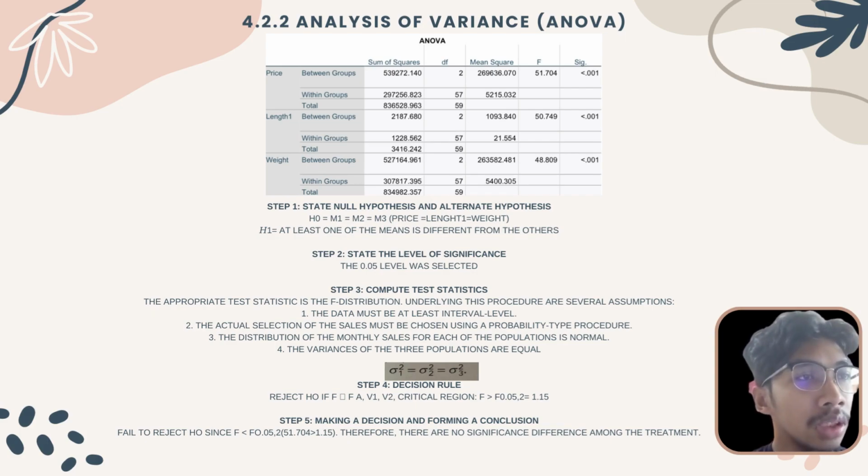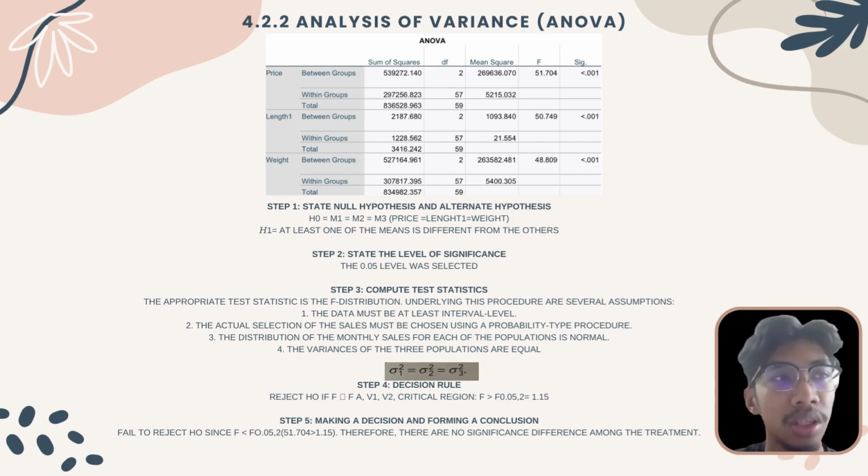The test is produced under several assumptions. First, data must be at least interval level. The actual selection of the samples must be chosen using a probability type procedure. The distribution of the samples for each population is normal. The variance of the three populations are equal.